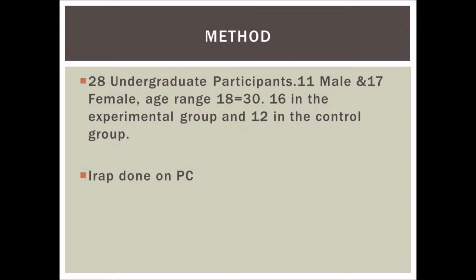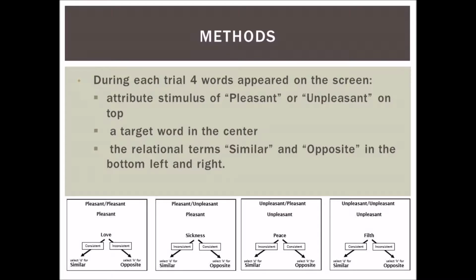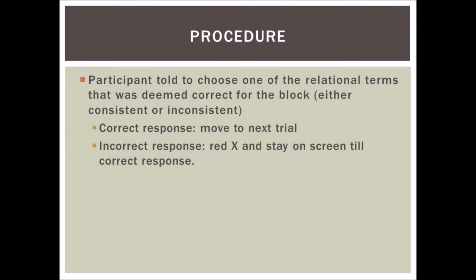16 participants were in the experimental group and 12 were in the control group. The study was conducted in a small, quiet room and participants went through the IRAP on a personal computer. During each trial, 4 words appeared on the screen. An attribute, a stimulus of pleasant or unpleasant, was featured on top, a target word in the center, and the relational terms similar and opposite were presented at the bottom left and right. Below are some examples of the screens presented to the participants.